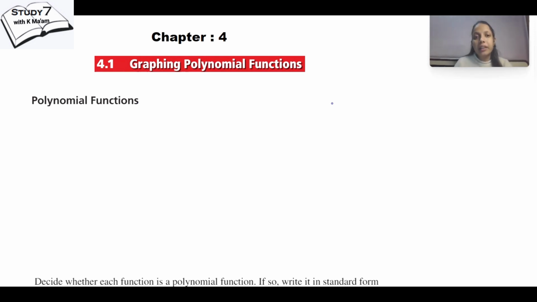Hello everyone. Now we are starting chapter 4. So first is 4.1, graphing polynomial functions. So what are polynomial functions?